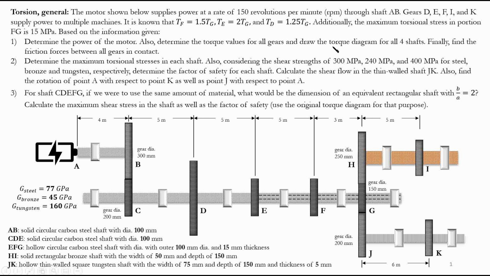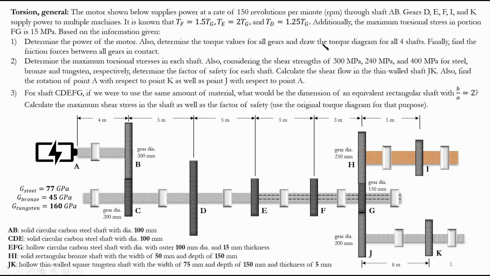And of course through shaft AB. So this is the motor, and it supplies power through this shaft. And gears D, E, F, G, I, and K supply power to multiple machines. So these are all D, E, F, G, I, K. These basically supply power to multiple machines. And there's a relationship given between the gears, the torques that these gears have in this shaft. So gear C, D, E, F, G.